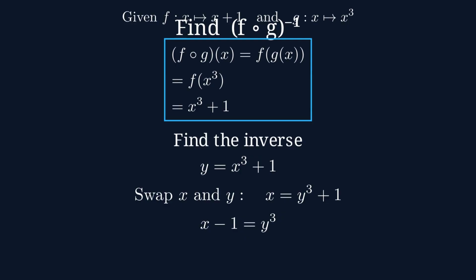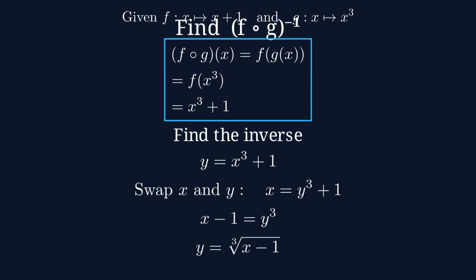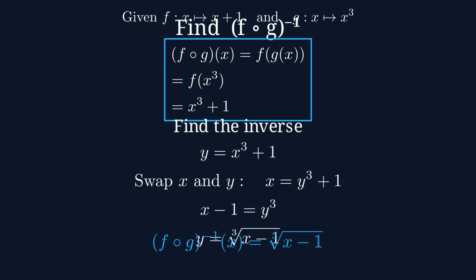Now solve for y. Subtract 1 from both sides to get x minus 1 equals y cubed. Finally, take the cube root of both sides. So y equals the cube root of x minus 1. Therefore, the inverse of f composed with g is the cube root of x minus 1.